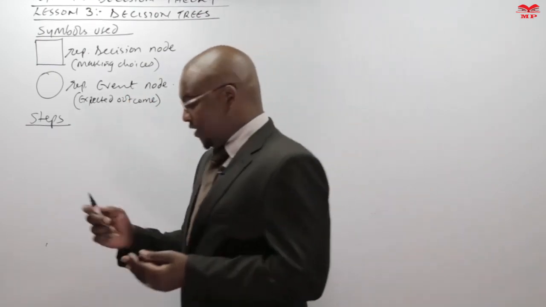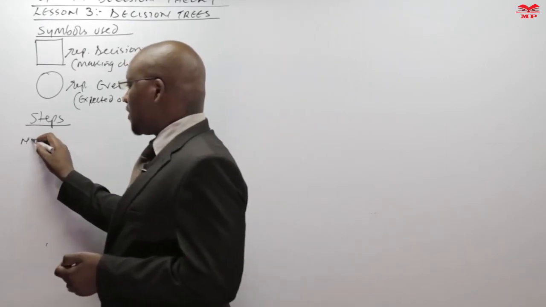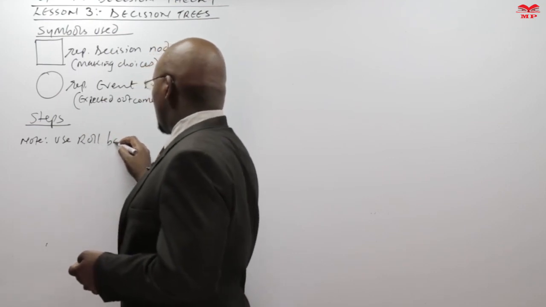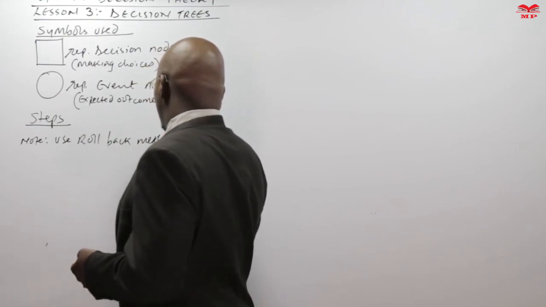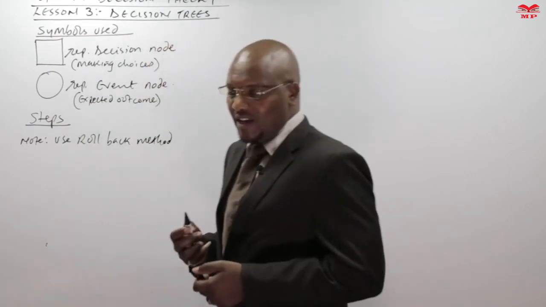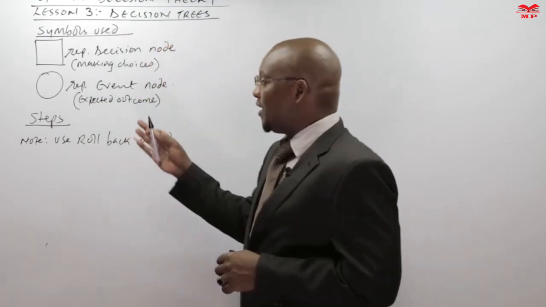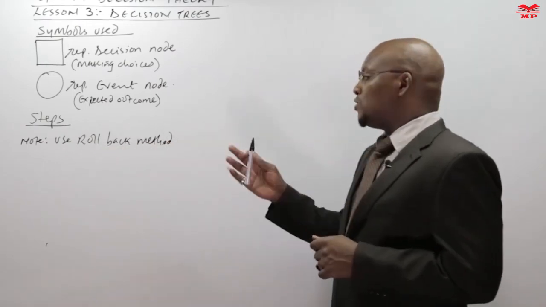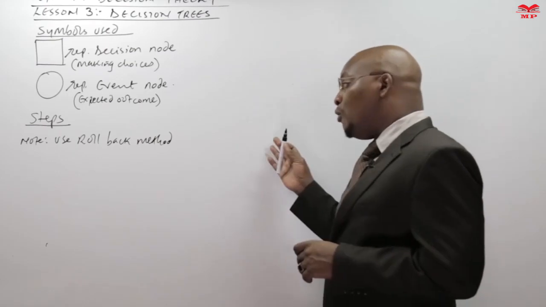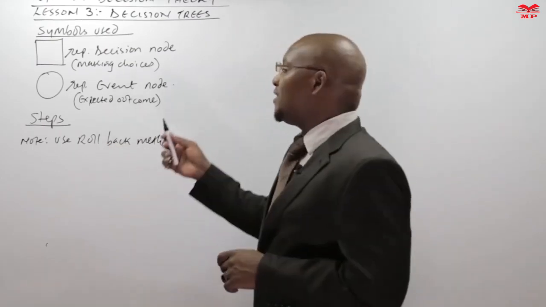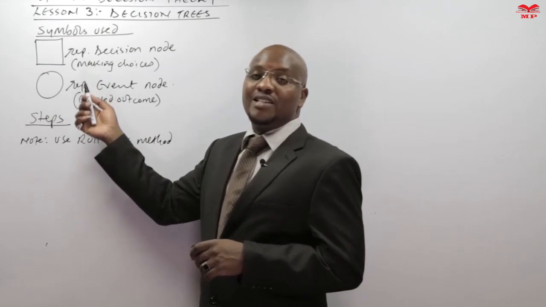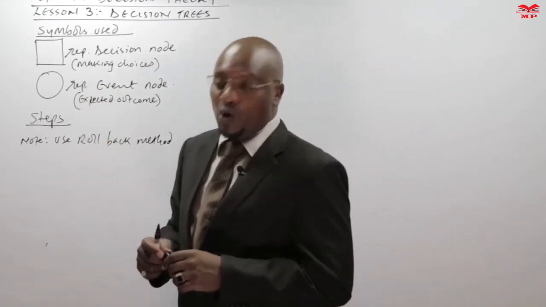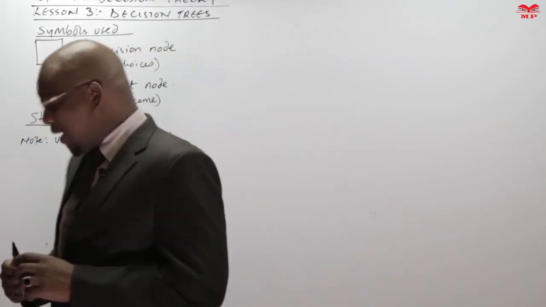But one thing to note is that we normally use the rollback method, where we start is where we end. We start drawing the tree diagram and proceed up to where we have the payoffs. When you are looking for the solution, we move backwards, determining the expected value and making choices until where we started with the diagram, that is where we make our final conclusion. That's what we call the rollback method.